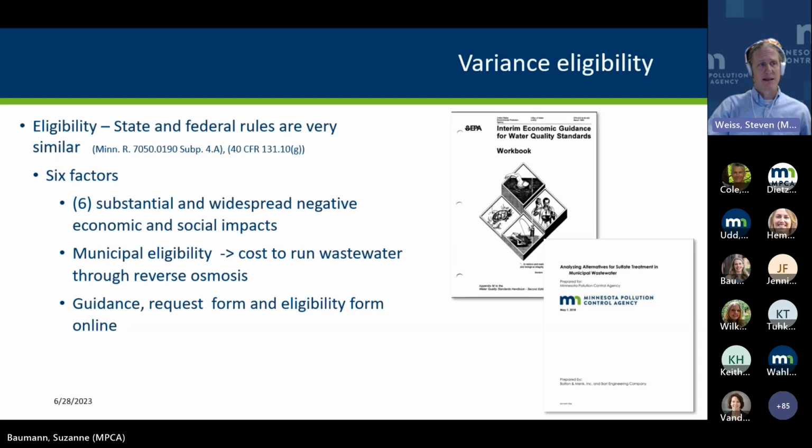For a municipality, this is usually determined by evaluating the cost to run wastewater through reverse osmosis. In 2018, we had Bolton & Menk and Bar Engineering do an alternatives analysis study on wastewater treatment for sulfate. It provided costs of various technologies. Those figures can be used to scale to community size and justify eligibility for a municipal variance. For an industry, this will be less formulaic. At the moment, we have guidance, a general request form that's not pollutant specific, and an eligibility calculator all available online. Next slide.